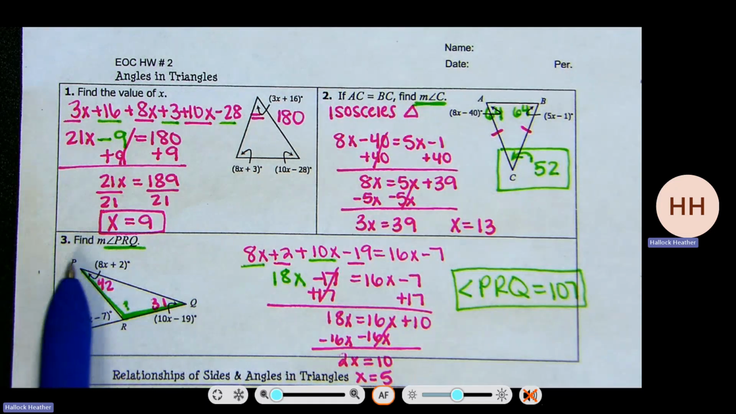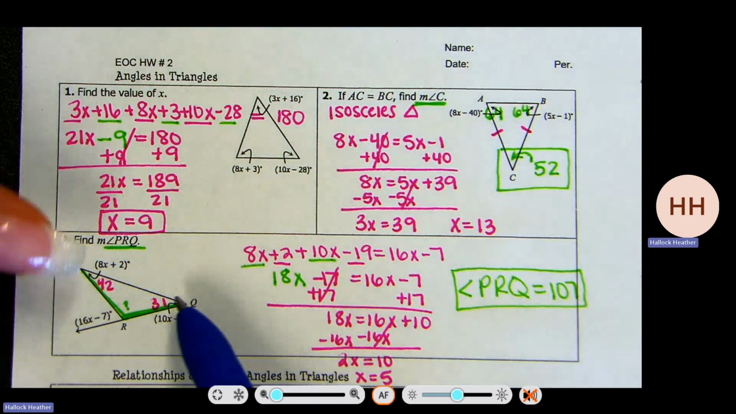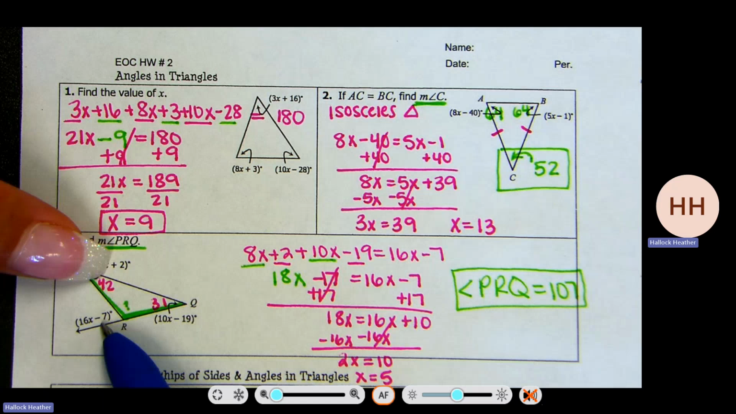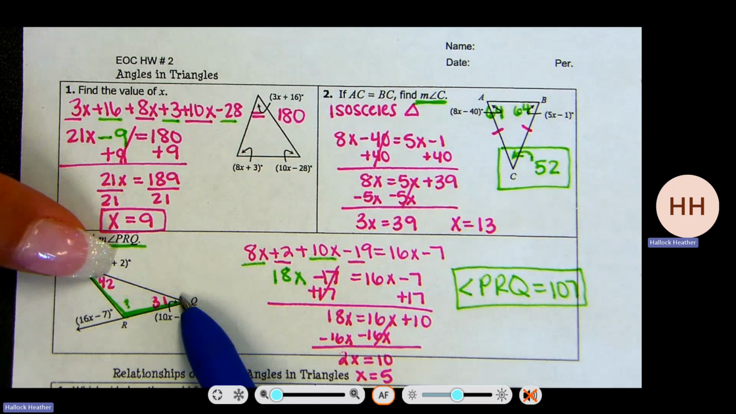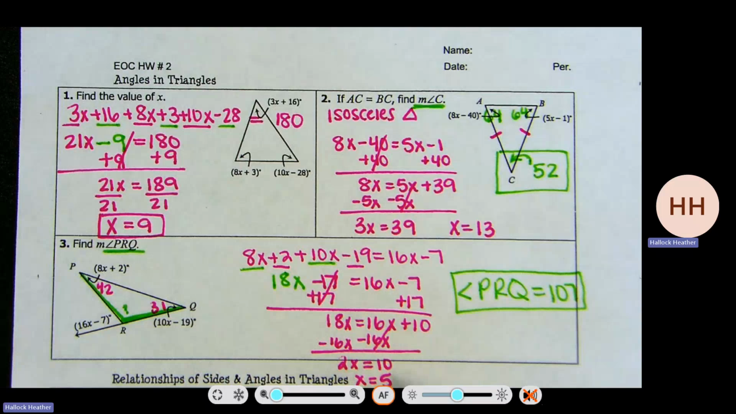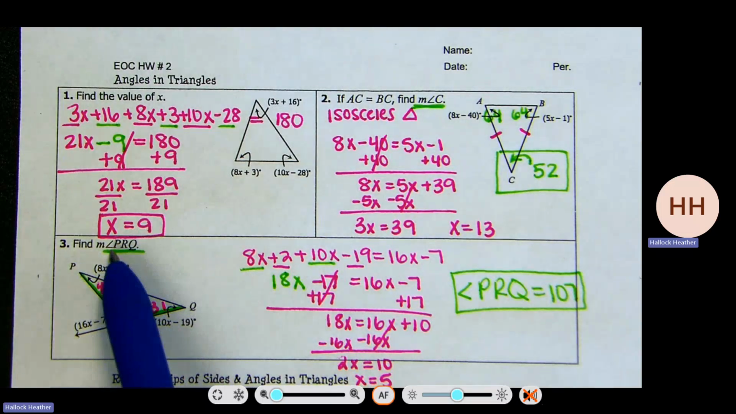3, this is the exterior angle of a triangle theorem. So the 2 inside add to make the tail on the outside. So I'm doing this plus this equals the outside. I solve for x, I get 5, and then I have to plug it back in to find PRQ. PRQ is right here. It's on the inside of the triangle, it's that leftover.